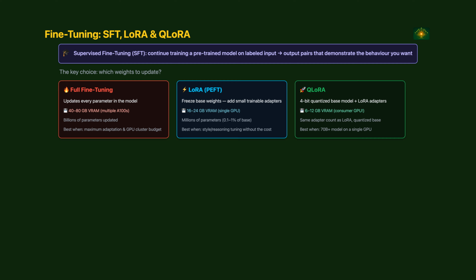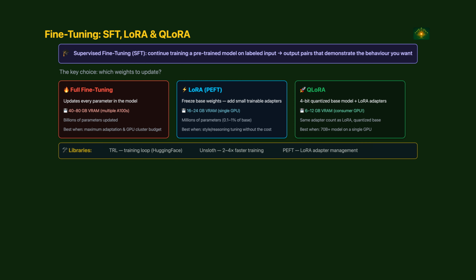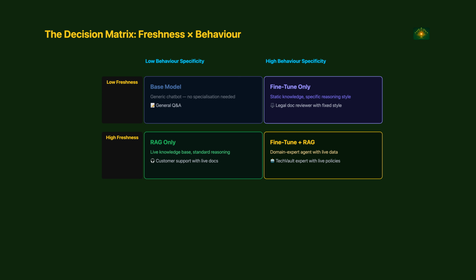For tools, TRL runs the training loop. Unsloth makes it 2 to 4 times faster. QLoRA plus Unsloth is where most teams start. Here's the decision matrix. If knowledge is static and behavior doesn't need specialization, a base model is often enough. If knowledge is static but you need specific reasoning style, fine tune.